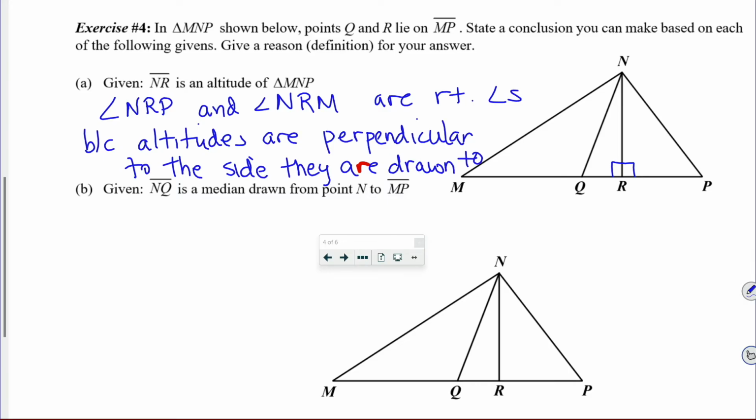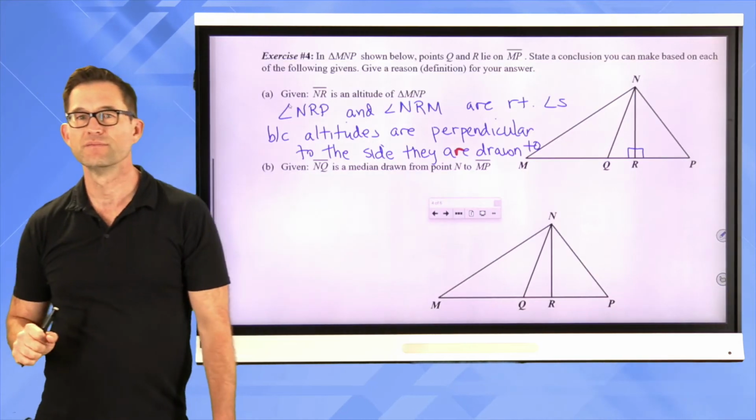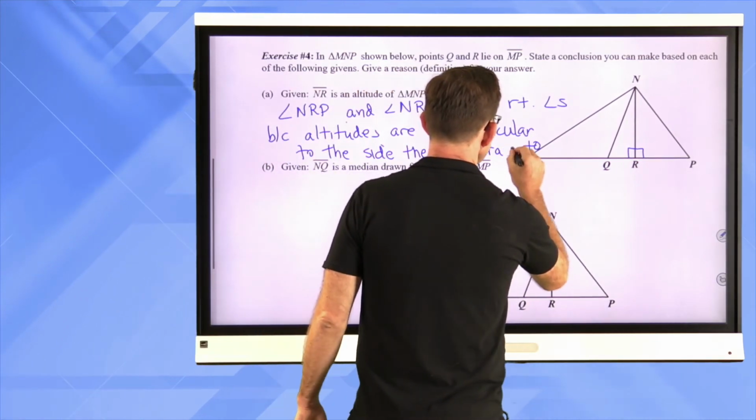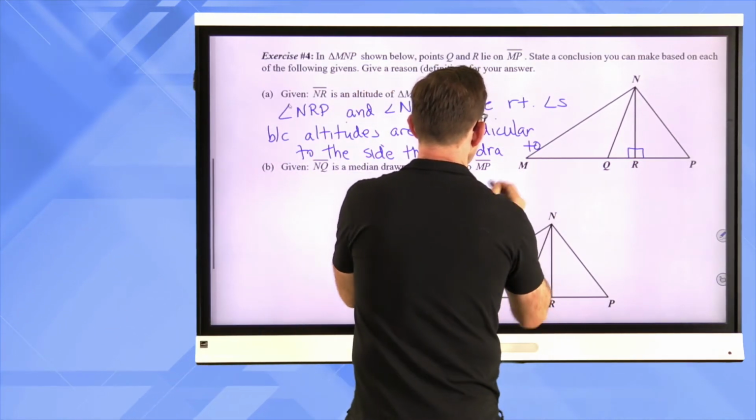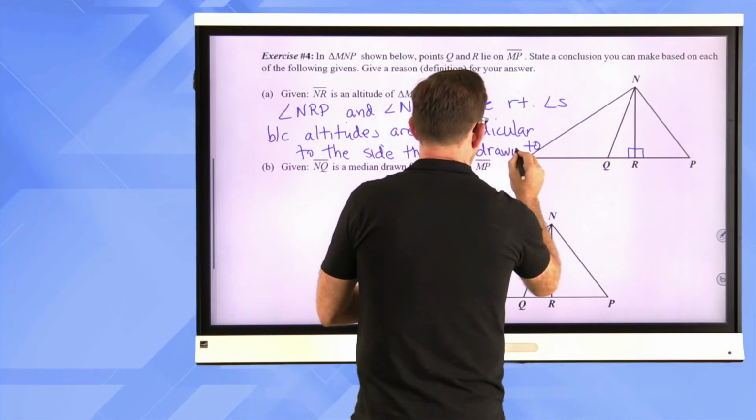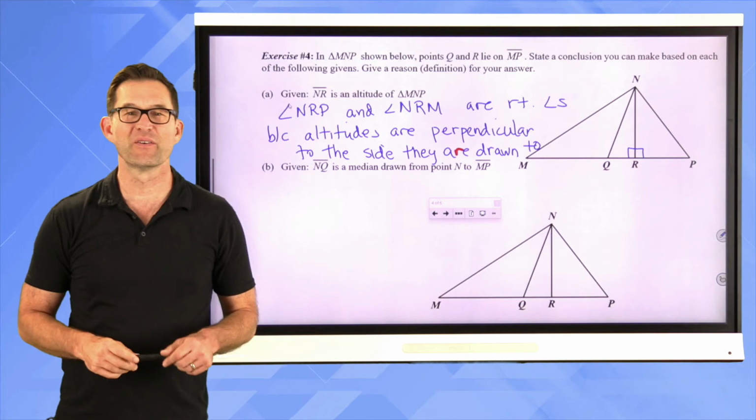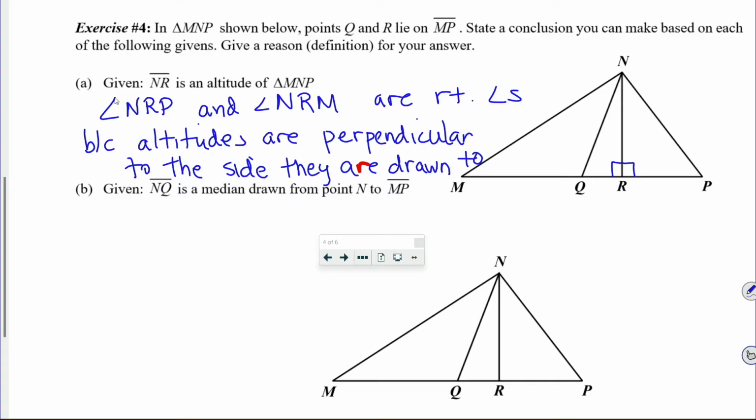All right. That should be the word drawn. Now that I look at it, that W just seems questionable. Let me just write that in a little bit better. The altitude they are drawn to. A little better.